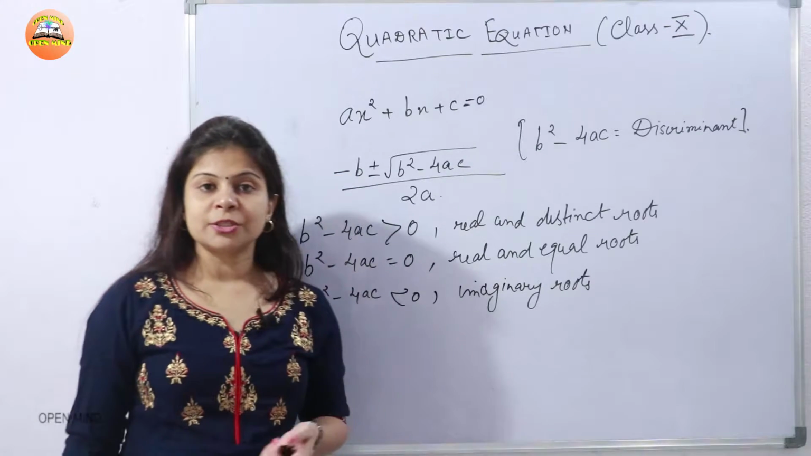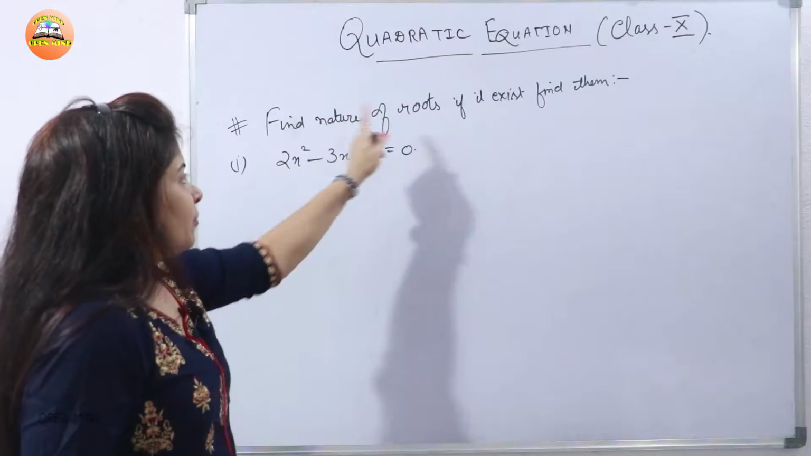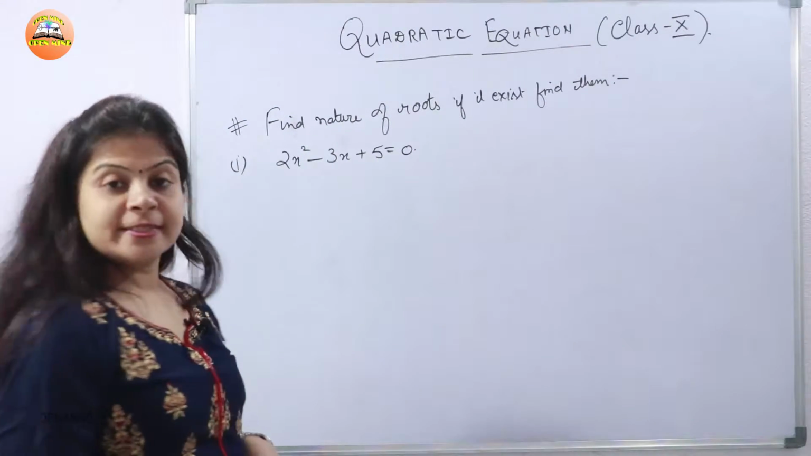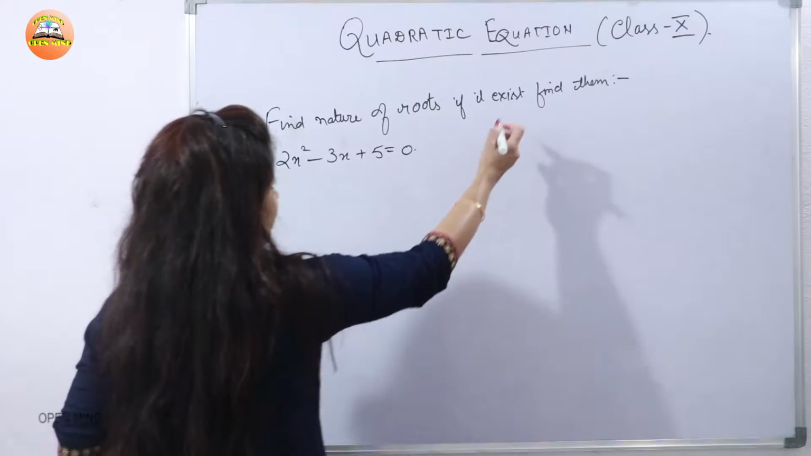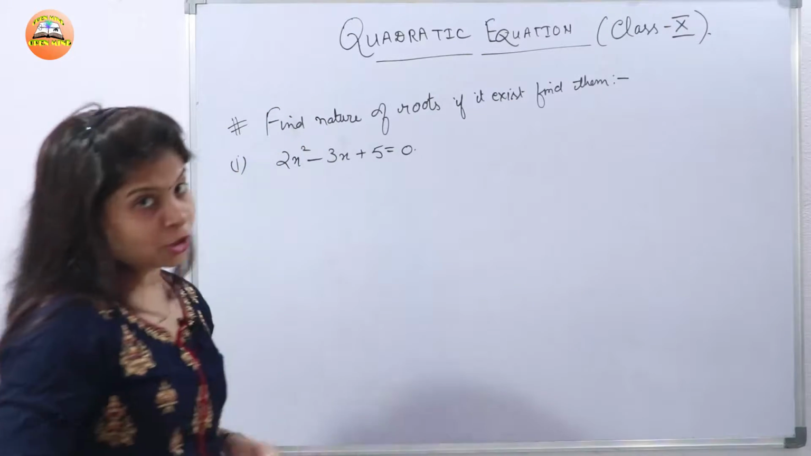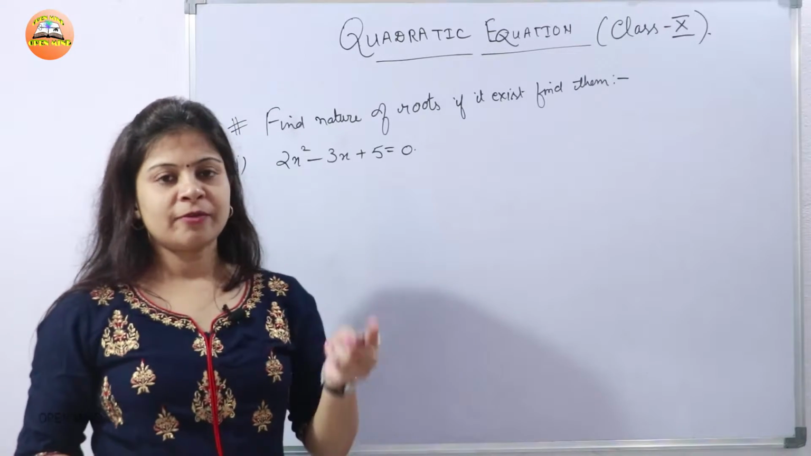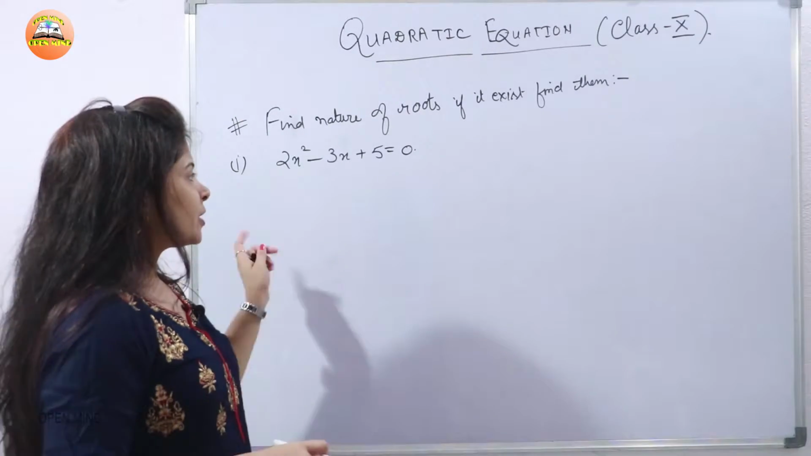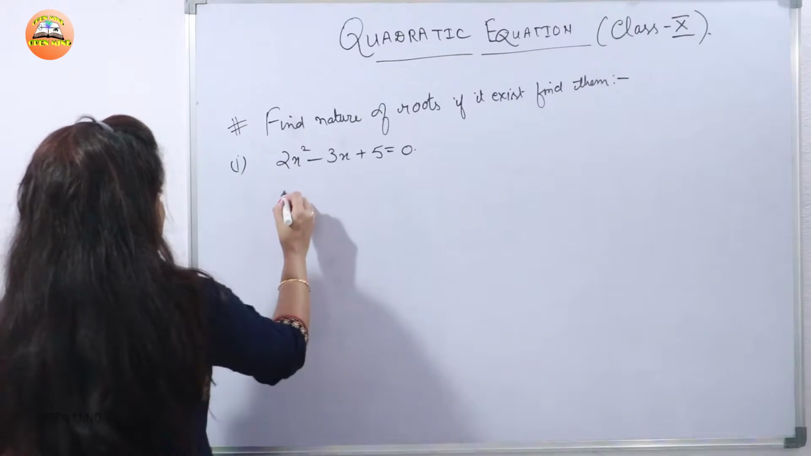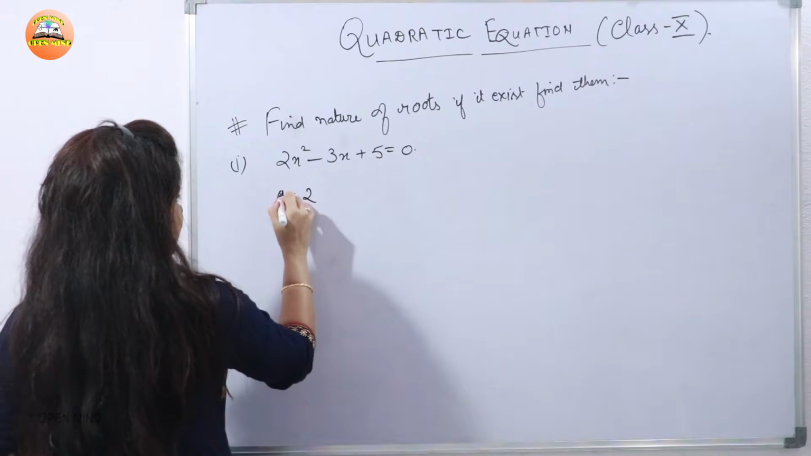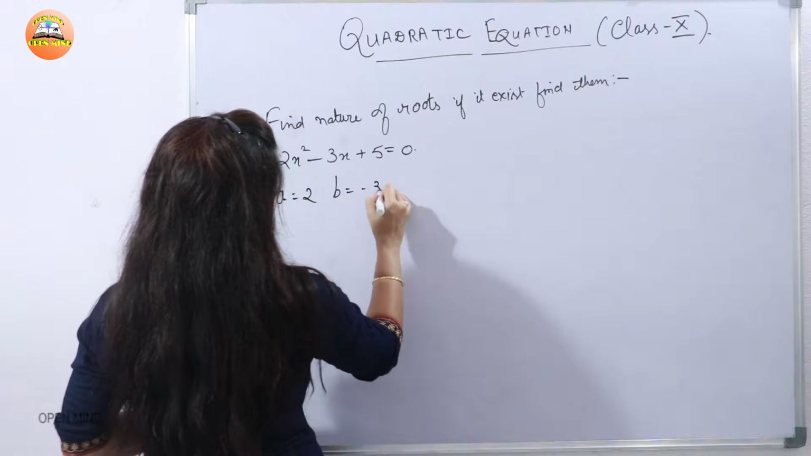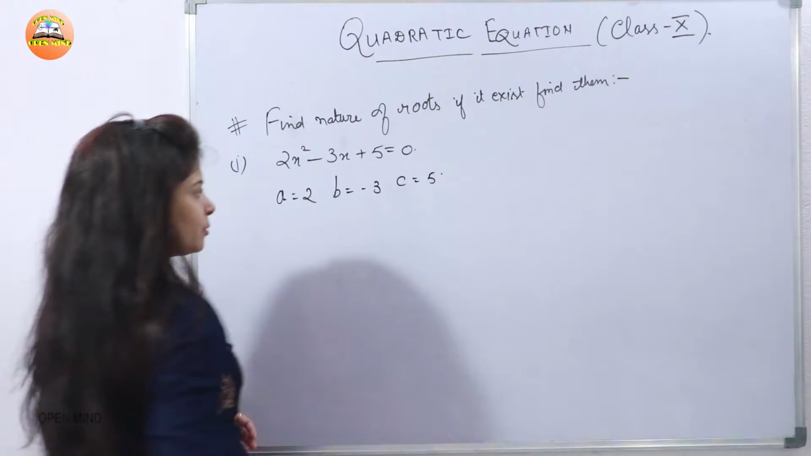Now we will see a few questions on the basis of this. So this is the question. Find the nature of the roots. If they exist, please find them. So first you have to see whether the roots exist or not. As I said previously, we have to remember only three conditions. So first let's check what we are getting. Now a is equal to 2. Please write it down for your convenience. b is equal to minus 3. c is equal to 5.